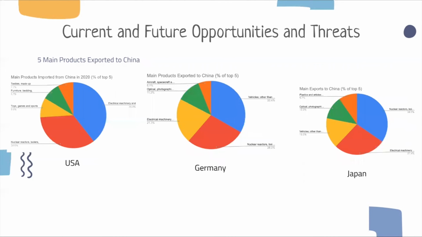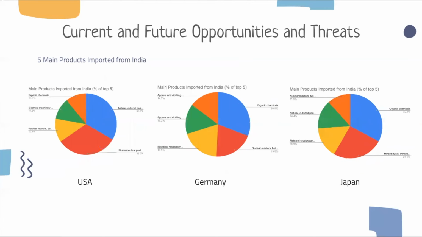And then their highest exports to China varied a little bit more. It was electrical machinery in the United States, vehicles in Germany, and then nuclear reactors for Japan. But the United States and Germany both have nuclear reactors as their second highest imports.